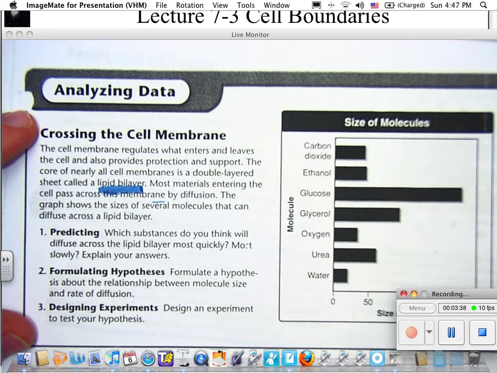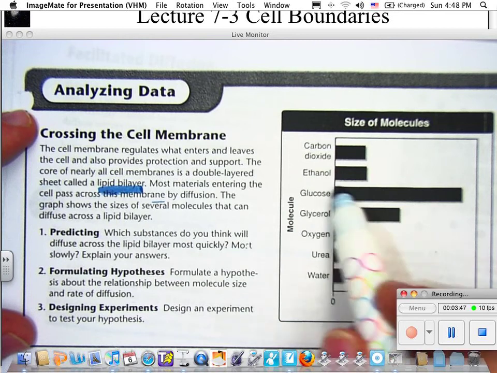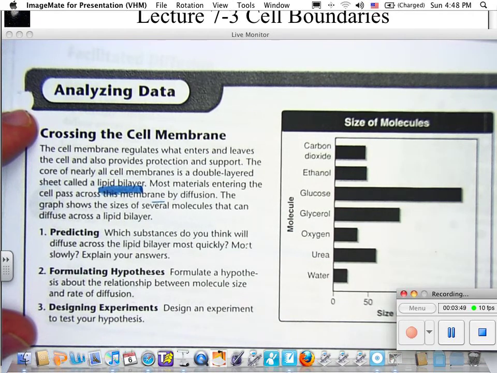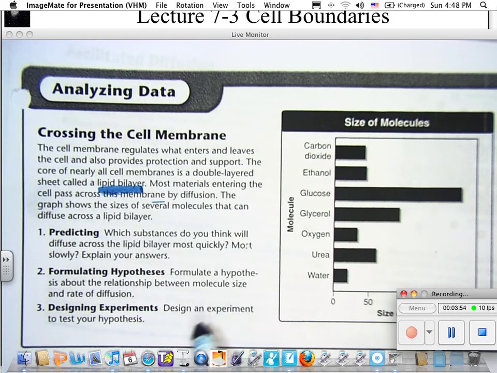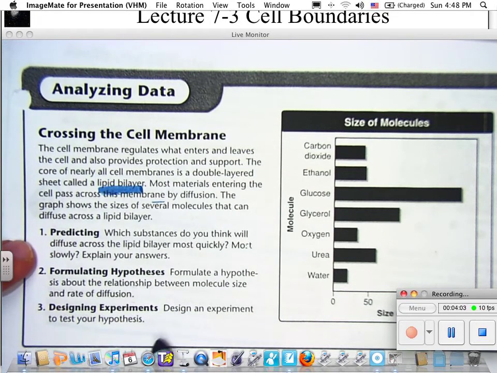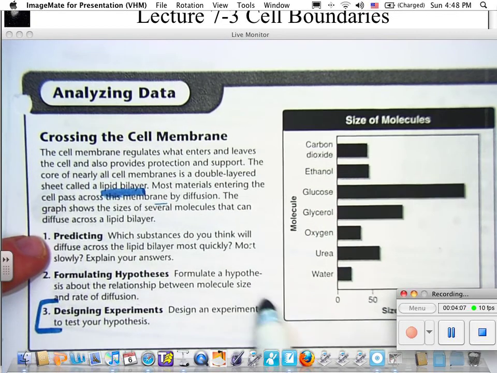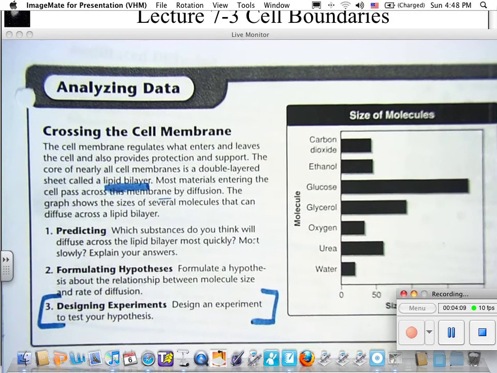Let's see. Well, I would think that it has to do with size, so I would say water would go the most quickly and glucose would go the most slowly. Formulate a hypothesis about the relationship between molecule size and rate of diffusion. I hypothesize that the larger a molecule is, the slower it will go across the membrane. Design an experiment to test your hypothesis. I'll let you do that. Okay, moving right along.